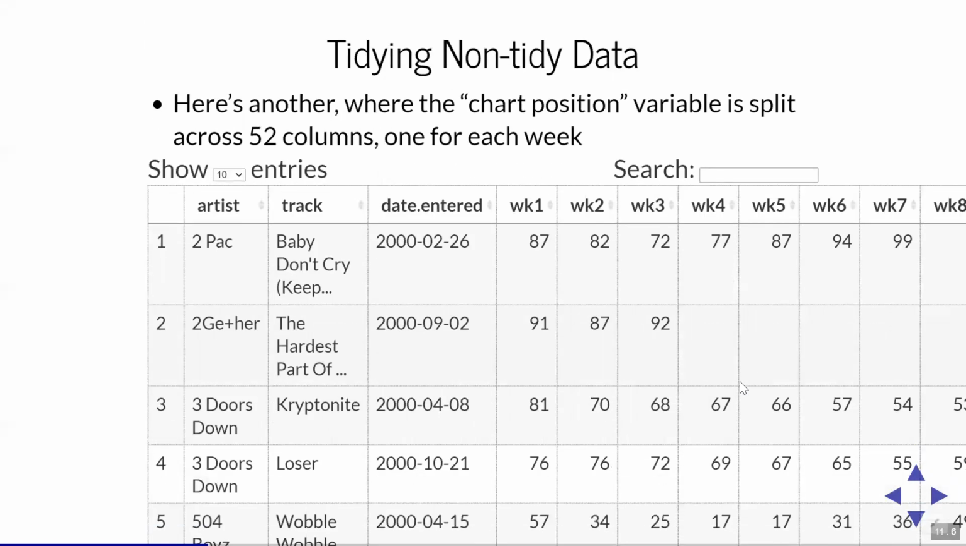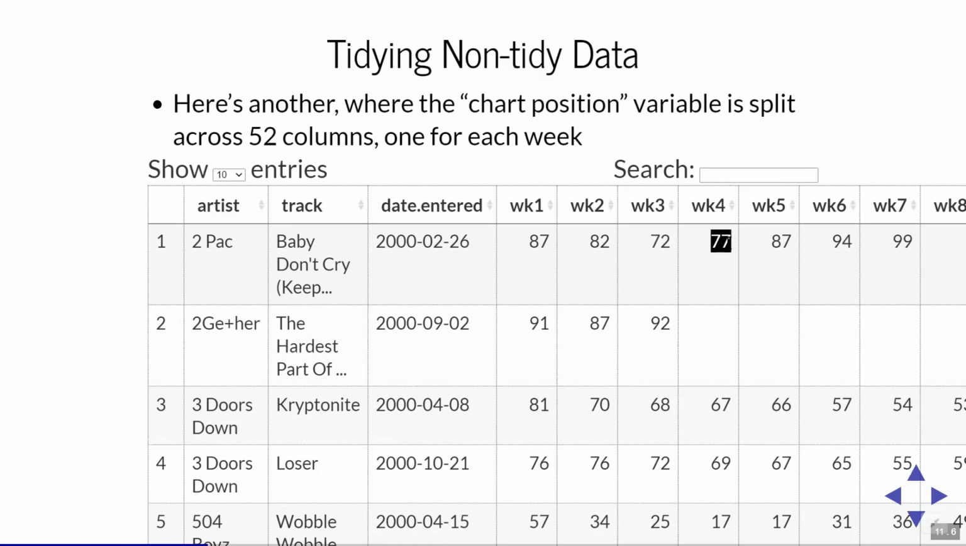So here's another example, not count data, but a case where the data is split across multiple columns. Here we have songs and their Billboard chart positions. So this Tupac song in the first week of 2000 was number 87 on the charts. And then in the next week, it was number 82. And then the next week, it was number 72. And then the next week, it was number 77, and so on, right?